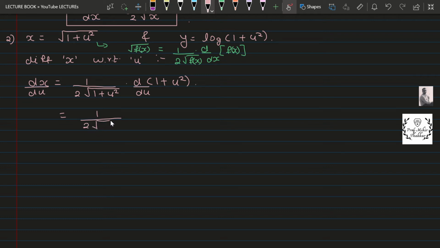So this 1 upon 2 under root 1 plus u square remains as it is. And what about this? Derivative of 1 over here is 0. Derivative of u square is 2 into u. So I get over here 2 into u. Now I can see the 2 and 2 getting cancelled off. So you are left over here with u divided by root of 1 plus u square. Guys, you can see it is the actual value of x. So I get this value as u upon x.